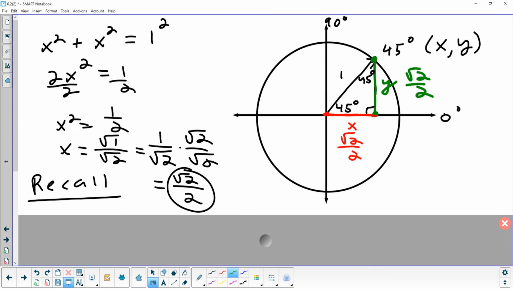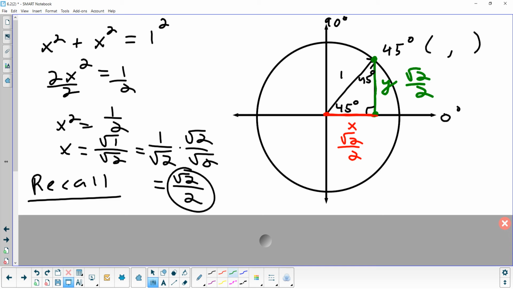So we know how far we have to go over. We know how far we have to go up. Nick, can you just put that together for me and give me the coordinate for 45 degrees? So everything you need is right up there. You don't need anything back in your notes. Square root of 2 over 2 for x and y.